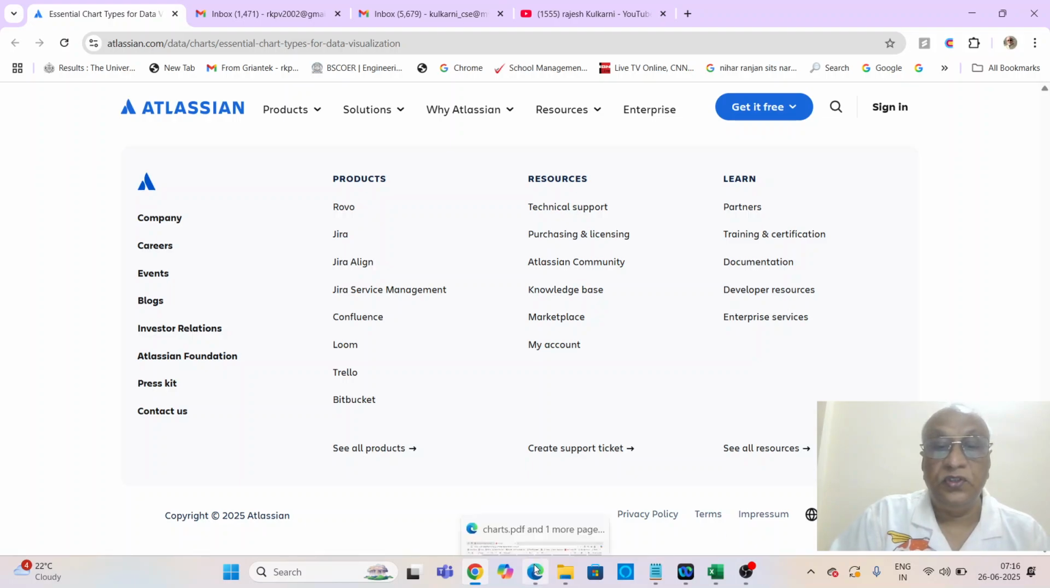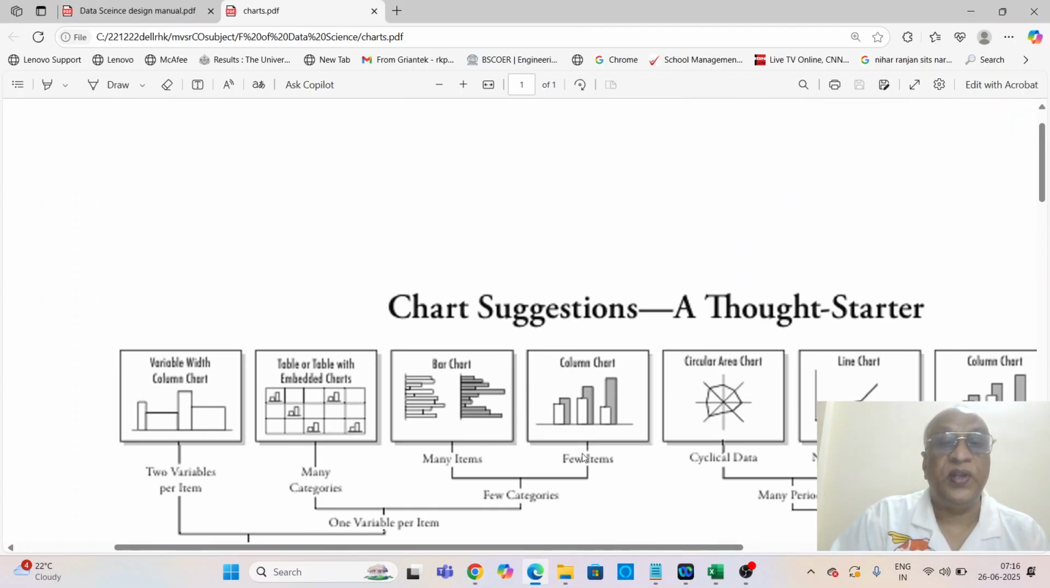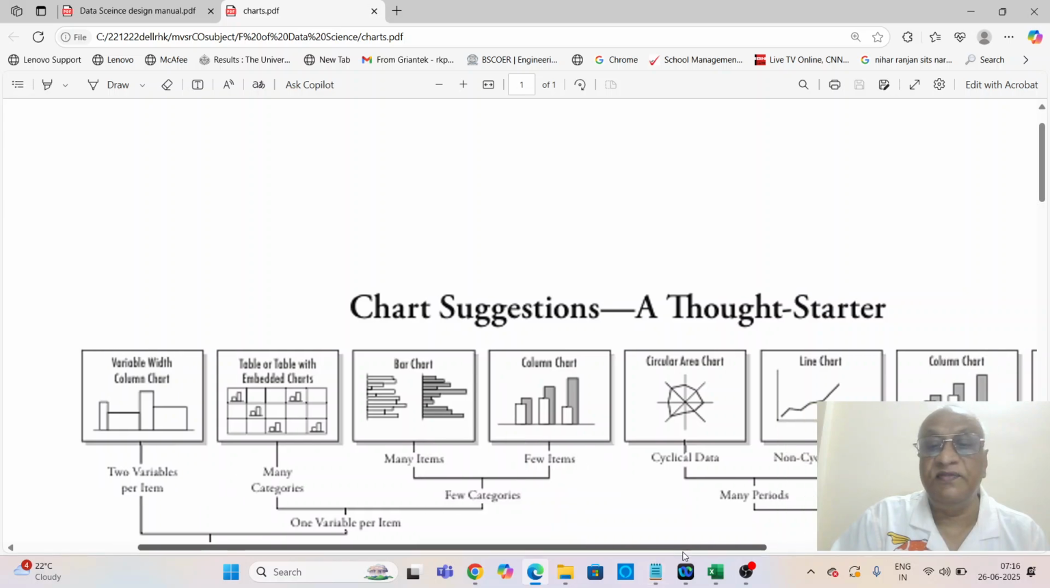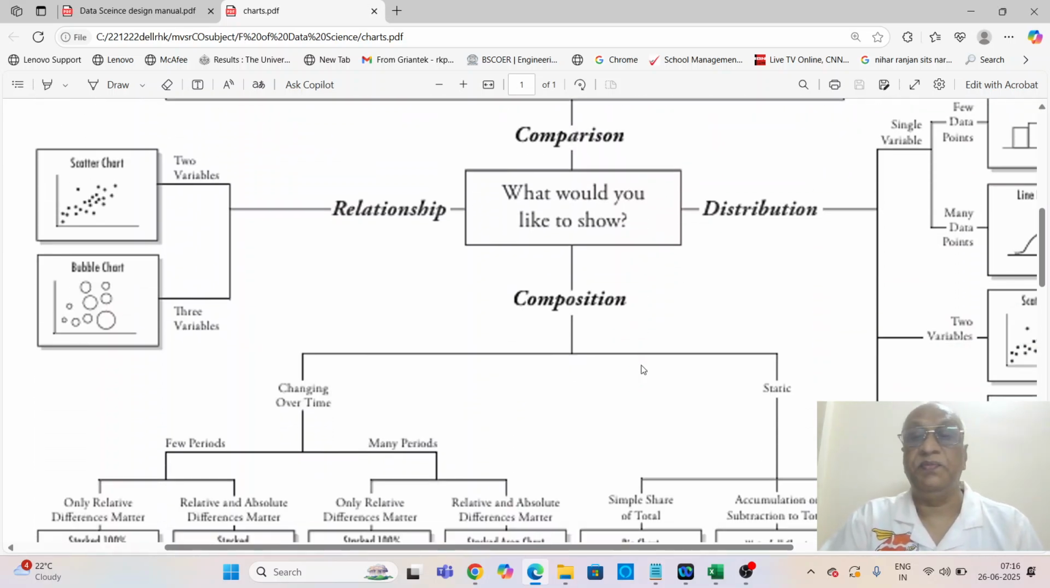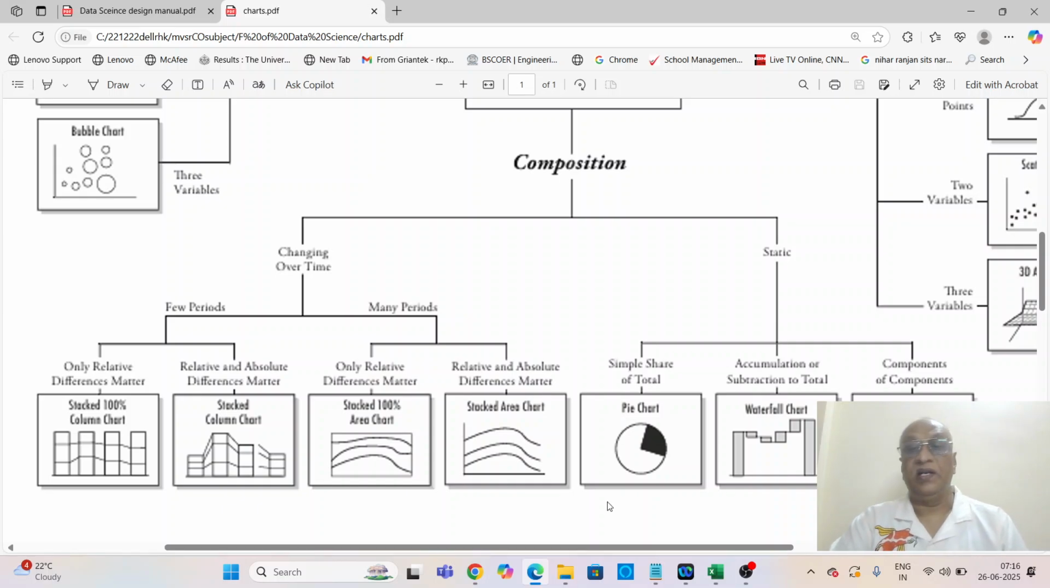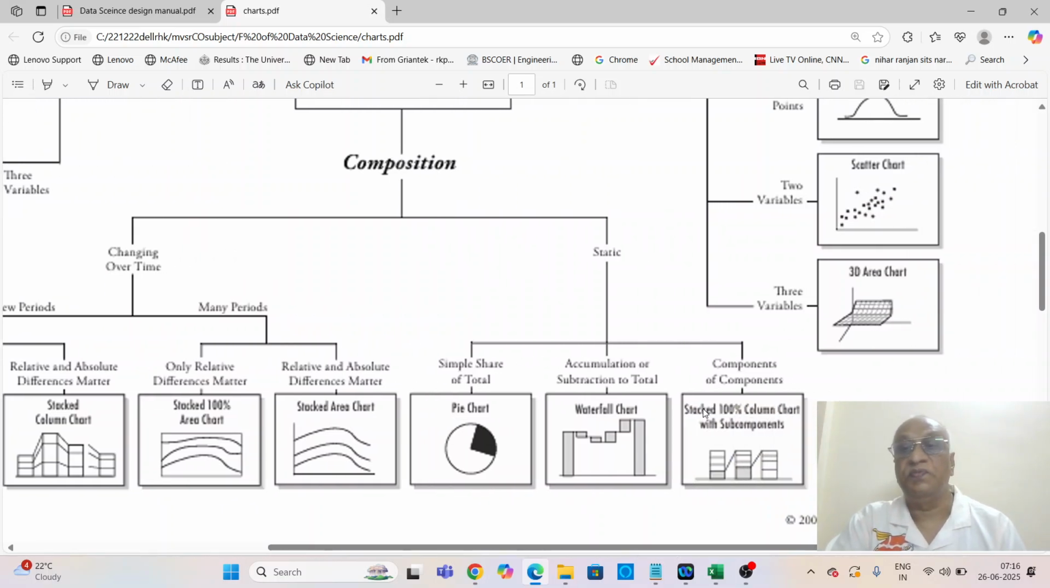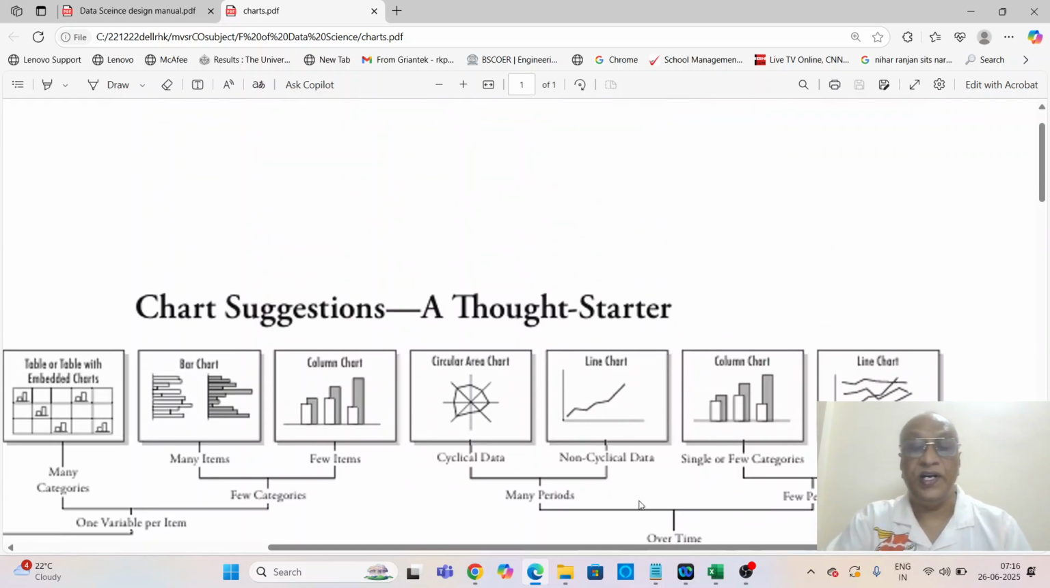Okay, so these two have given us some idea regarding the various kinds of typical charts which are there, like scatter charts may be there, bubble charts may be there, bar charts may be there, histograms may be there, heat maps may be there, right?